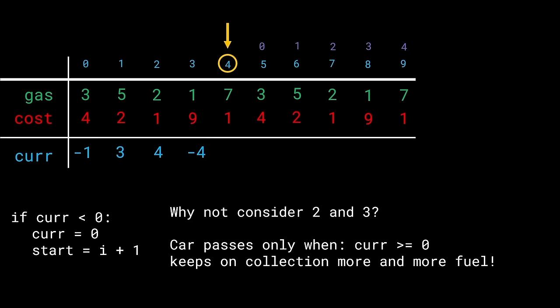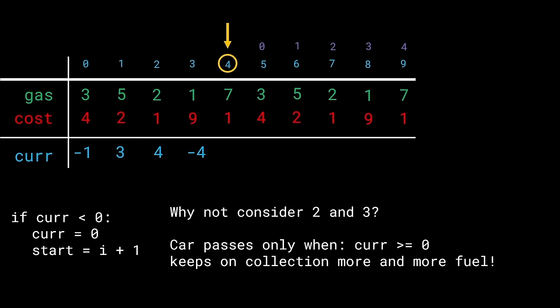So now we know that car only passes when current greater than equals to zero, and it's going to accumulate more and more fuel, which means that starting from one did not give me an answer, right? Starting from one gave us a negative value of four. But if you start from two, you'll get an even much worse value. In fact, go ahead and try this out yourself. If you start off from two, you'll get gas two, cost one, giving you a current of one, which is already lesser than the current of four.